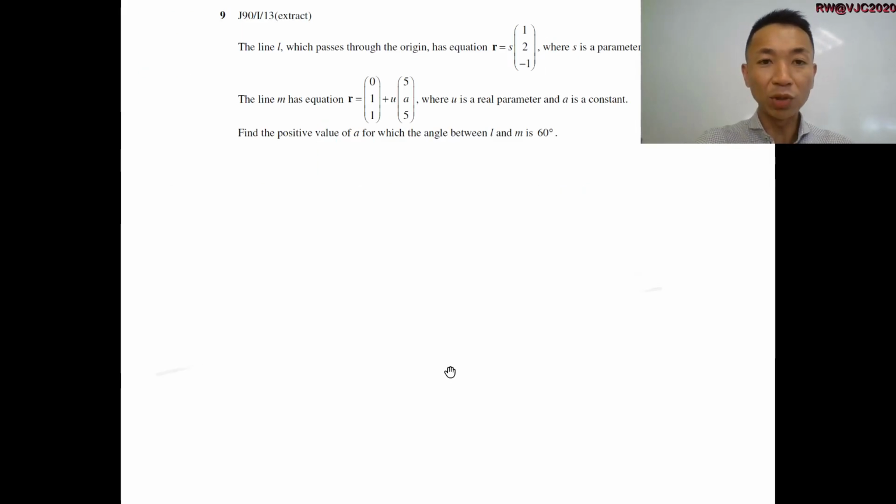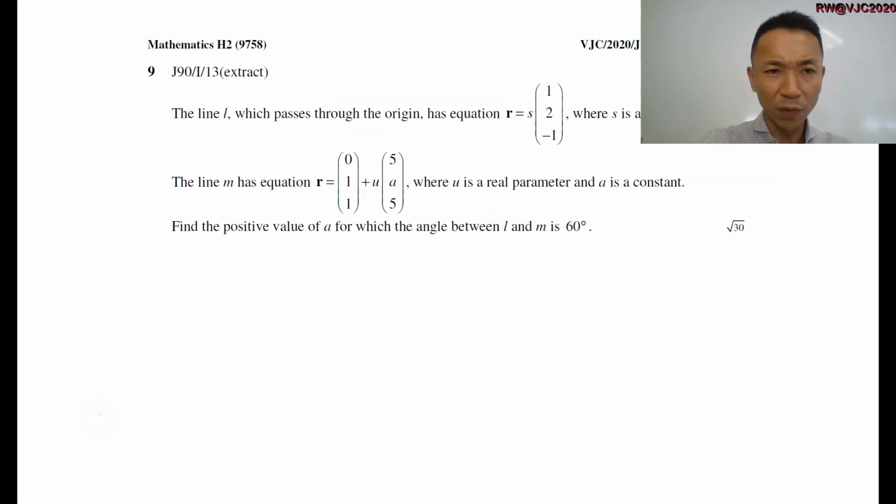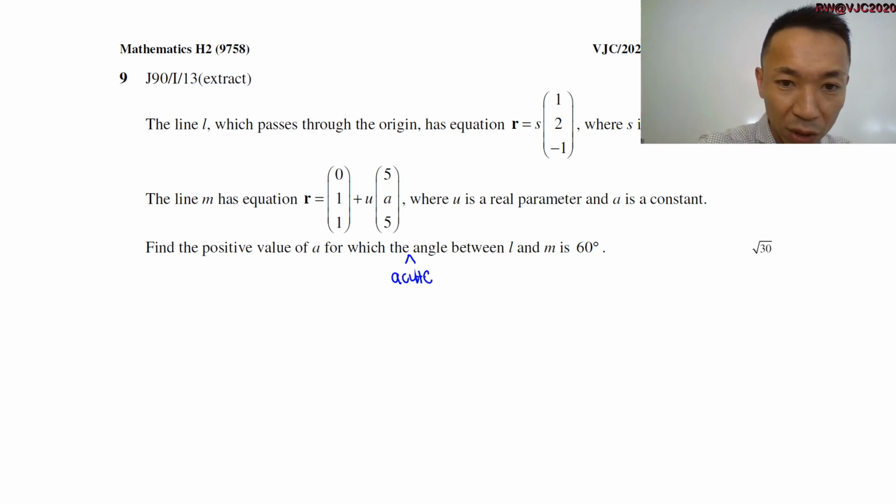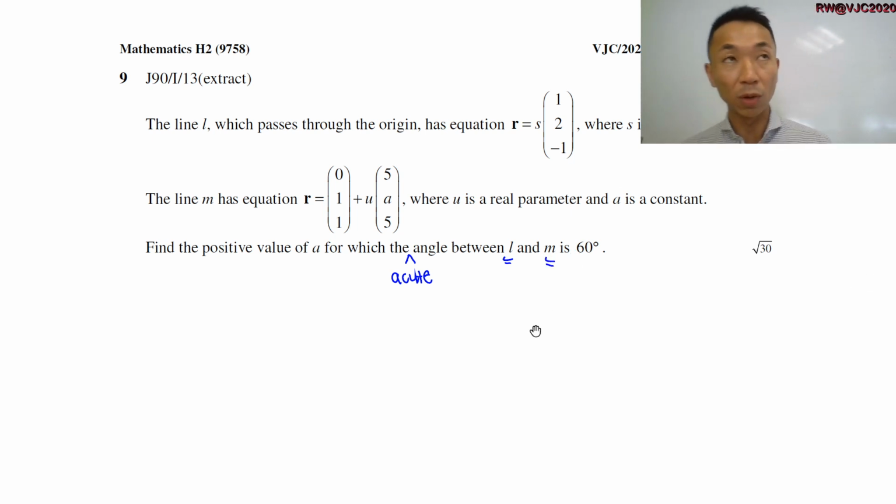Okay, question 9. I'm sure you can get the answer. Most of you should be able to get the answer, but I just want to say one thing. Actually, the intent of the question is the acute angle between L and M, because it's understood when we find the angle between two lines. Maybe add this word in: if the acute angle between L and M is 60 degrees.